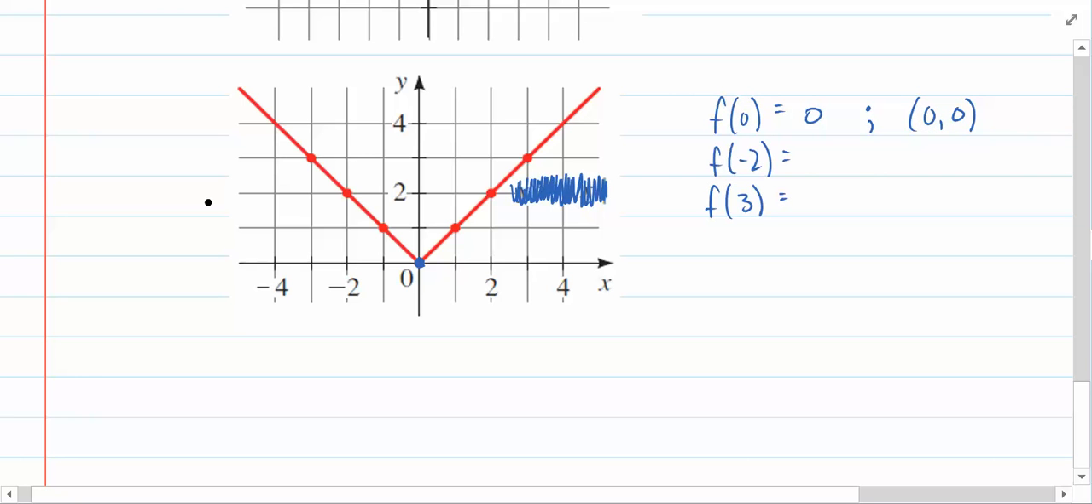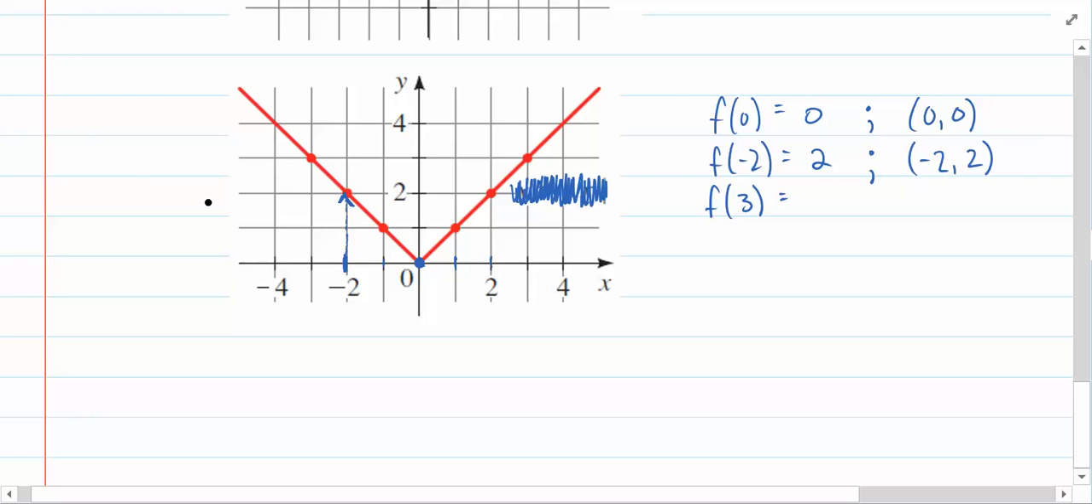For -2, I need to travel 2 units to the left and investigate what the function value would be when I look up from that value of -2 for x. That comes out to be +2. So for this coordinate, we can write -2 in place of x and +2 in place of y.